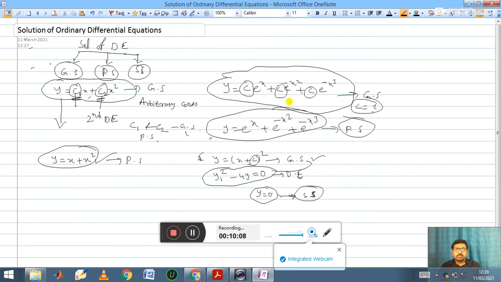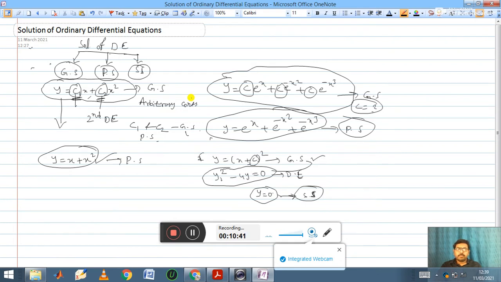So suppose this is the given differential equation, y1 square minus 4y equals 0. If y equals 0, then your solution is y equals 0. That is, y equals 0 is the solution of this differential equation. But in the general solution, you can't get y equals 0 by replacing any value of c. Then we shall see formation of differential equations.